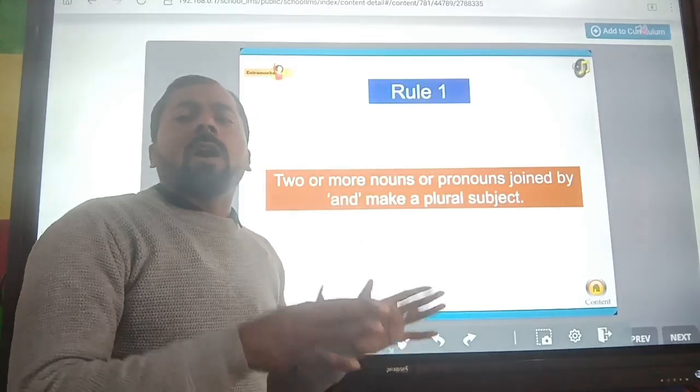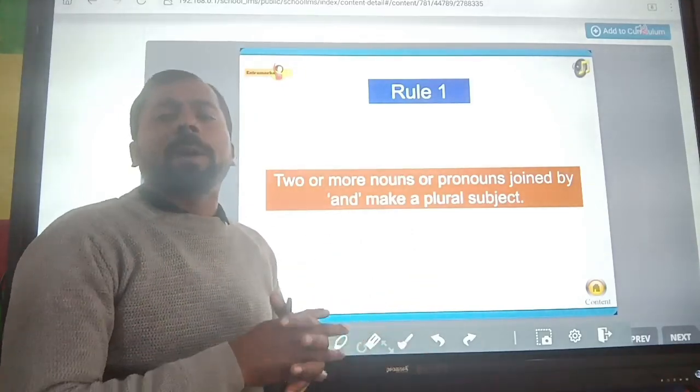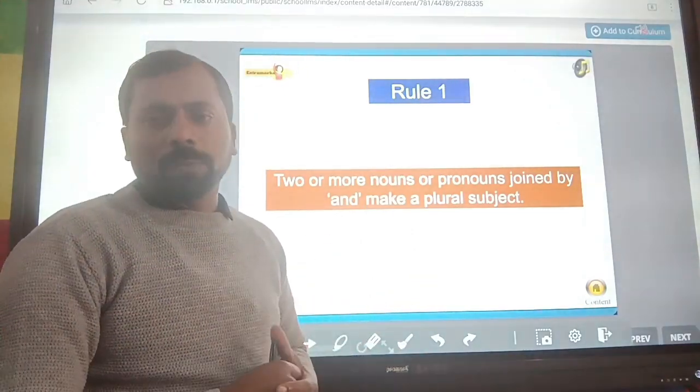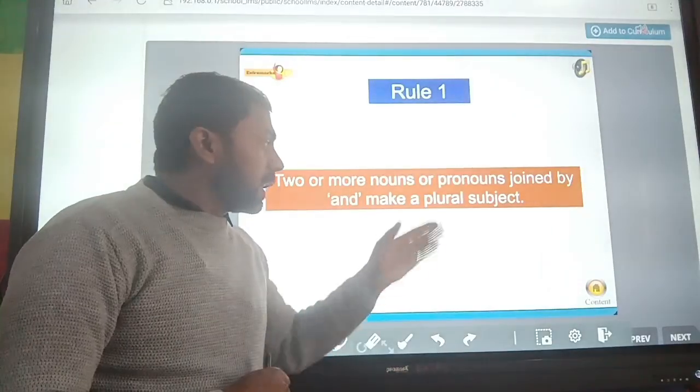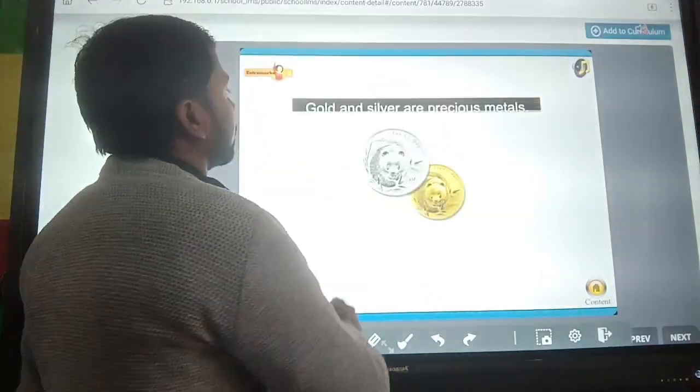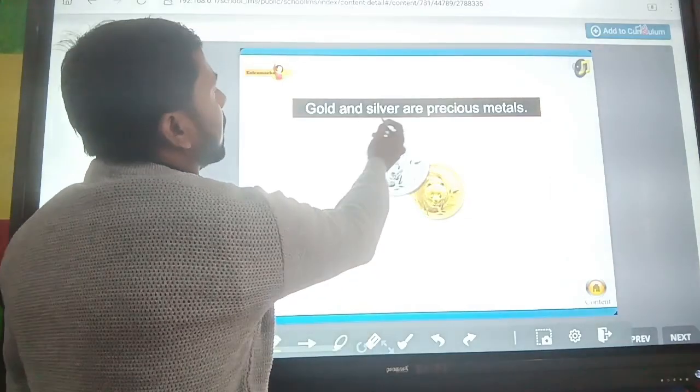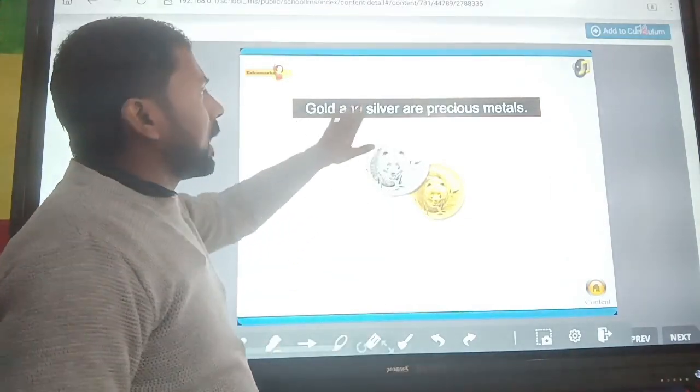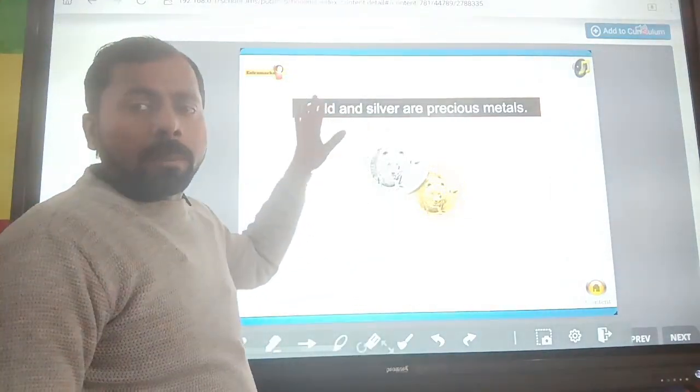If they are combined to each other by using a conjunction word like and, then it will be a plural number subject. And you can see here gold and silver. Here gold and silver both are different metals.